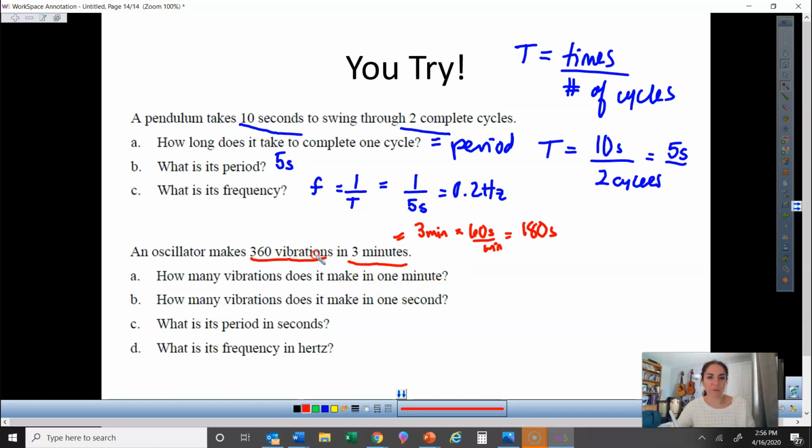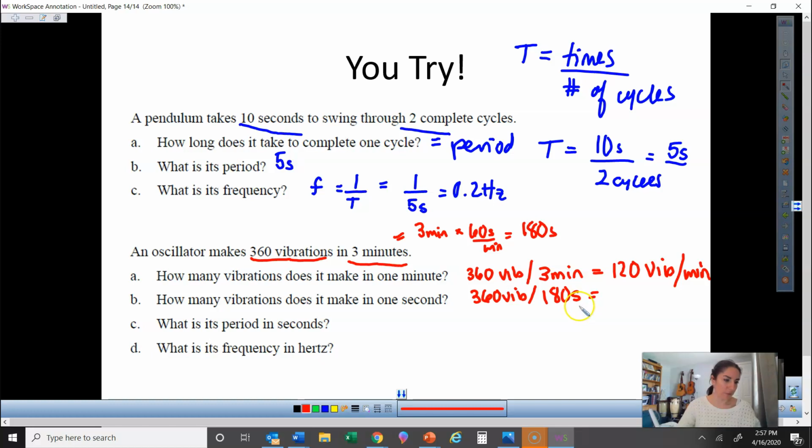Okay, well, since it specifically said minutes, then I'm going to go ahead and do 360 vibrations divided by 3 minutes for this case, which makes what? 120 vibrations per minute. That's question A. How many does it make per second? 360 vibrations divided by 180 seconds.